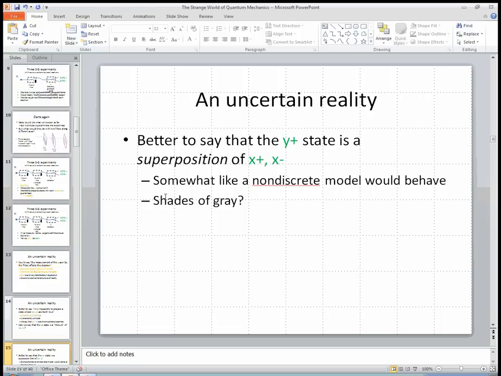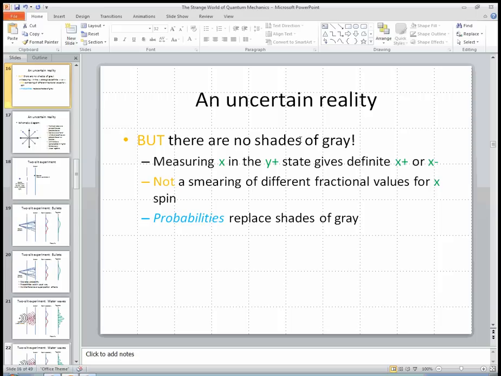Remember, I said that when the beam comes out, it doesn't come out sort of half simultaneously in the plus and half in the minus direction. They're all lumps, and each lump has a definite answer, either plus or minus. So it's not really shades of gray. It's important that there's no such thing as the electron dividing in half, where half of it goes in the plus direction and half of it goes in the minus direction.